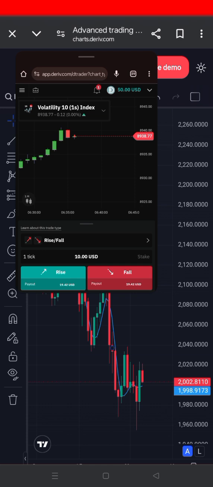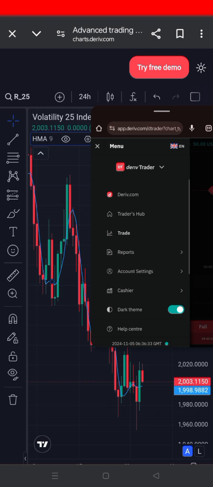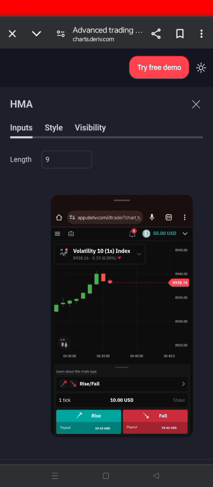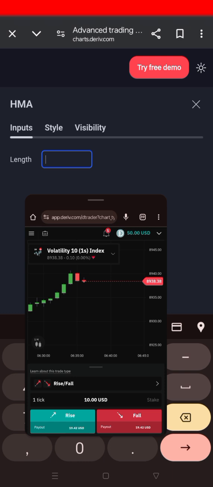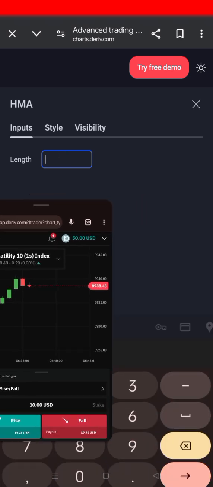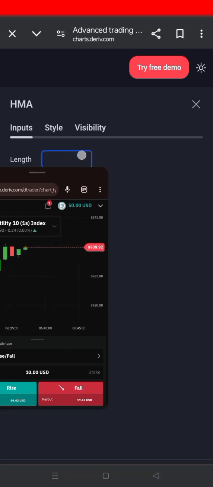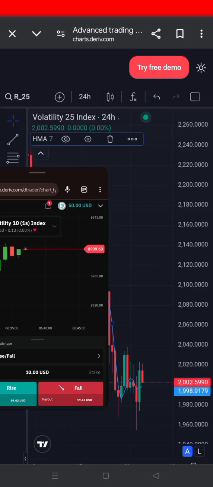After adding that indicator, you have to change the settings. You just click the settings of the hull indicator, and we will change it to around length 7. If you are using a mobile device to do your analysis, this is how you do it. You just change your settings to length 7, and then we will proceed to add the two other indicators of very good concern. Okay, it's good. We are done with that.